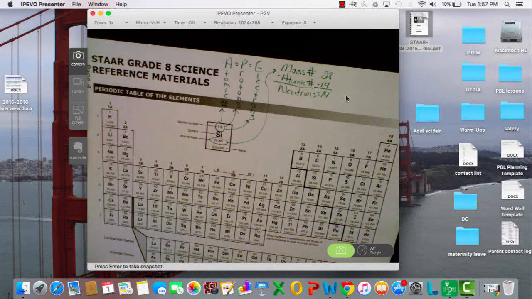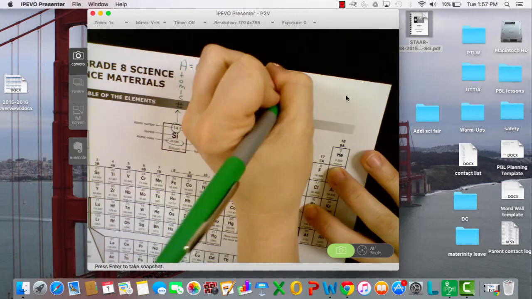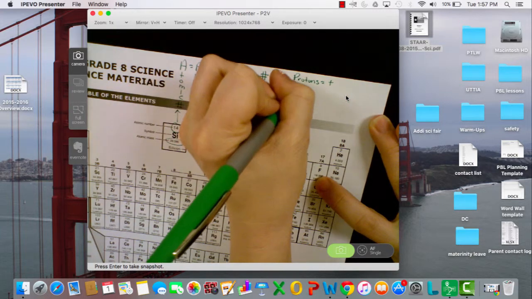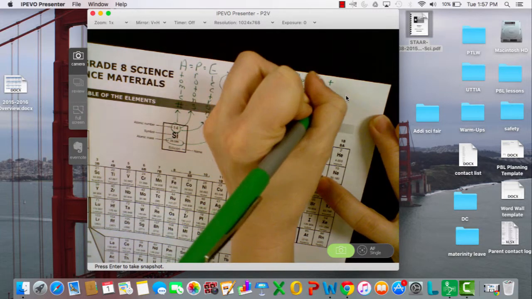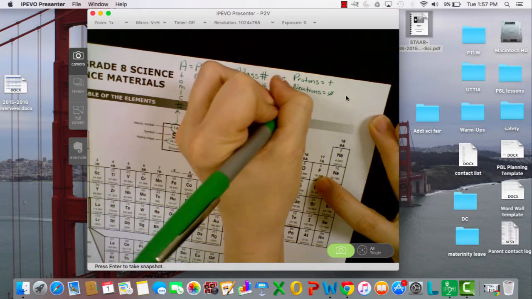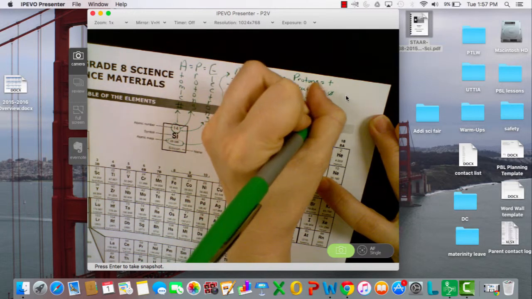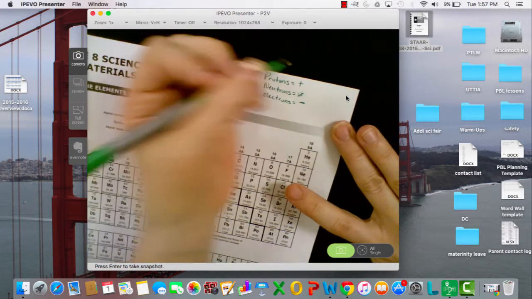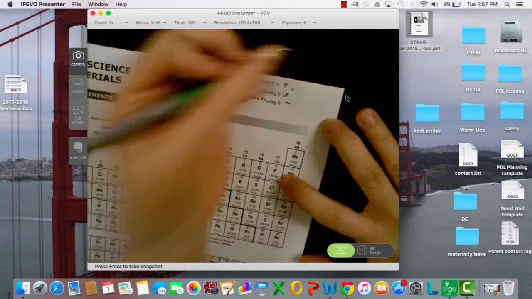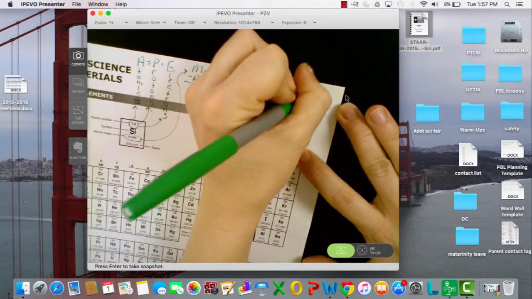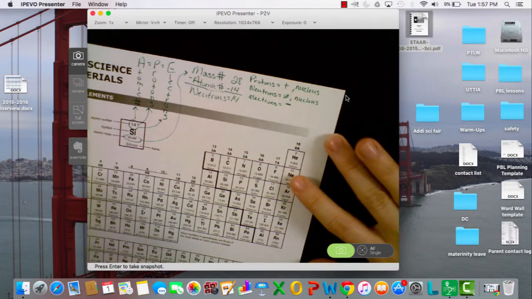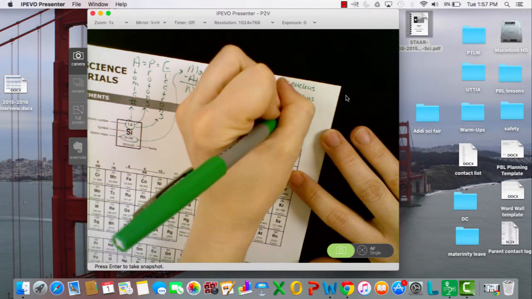Let's go over what protons, neutrons, and electrons are. Protons are positive, neutrons are neutral, and electrons are negative. They are the only ones where the name doesn't fit. Let's talk about where they're located. Protons are found in the nucleus, neutrons are found in the nucleus, and electrons, again being the oddball, are found in the electron cloud.